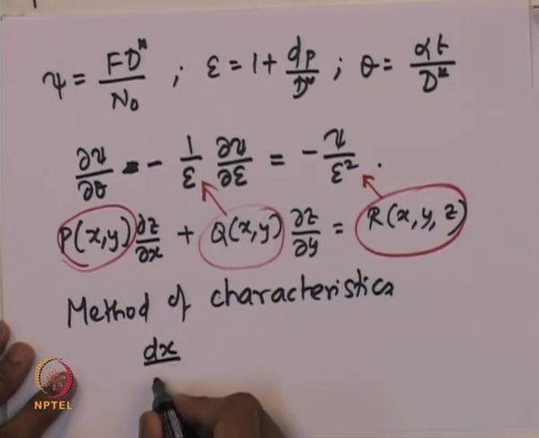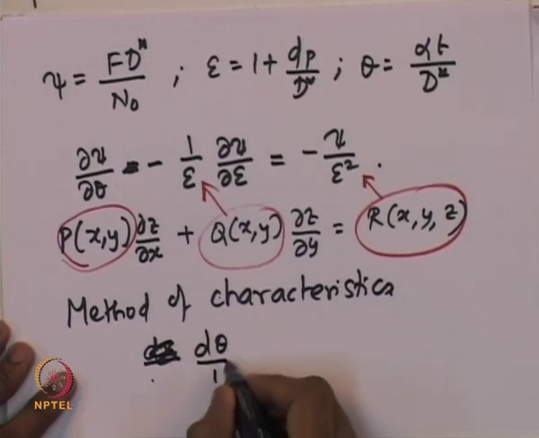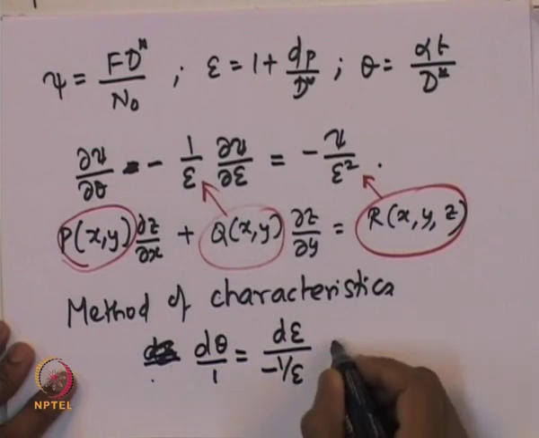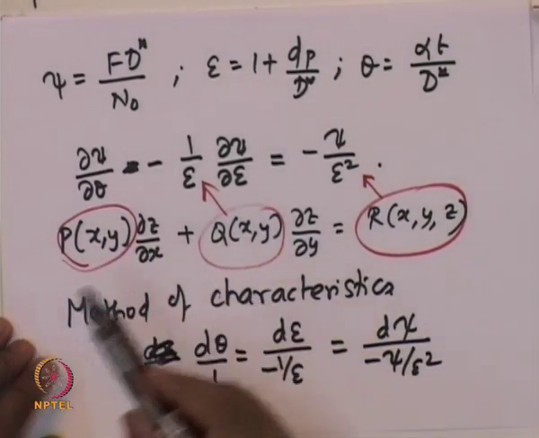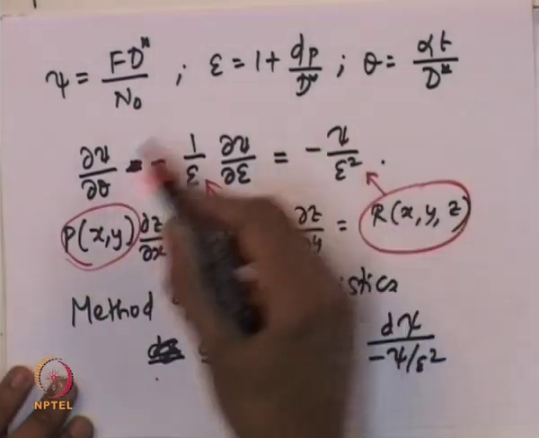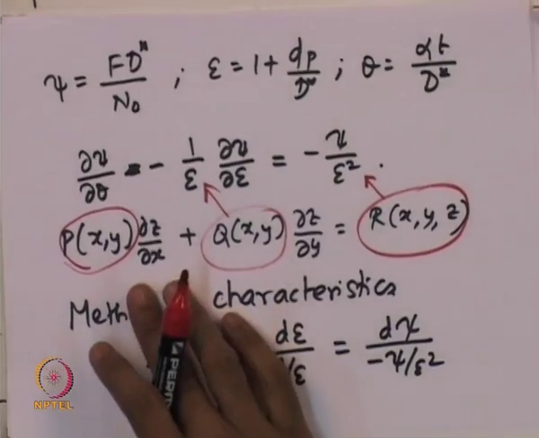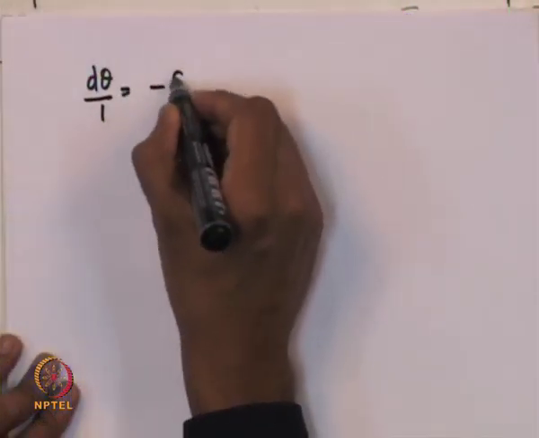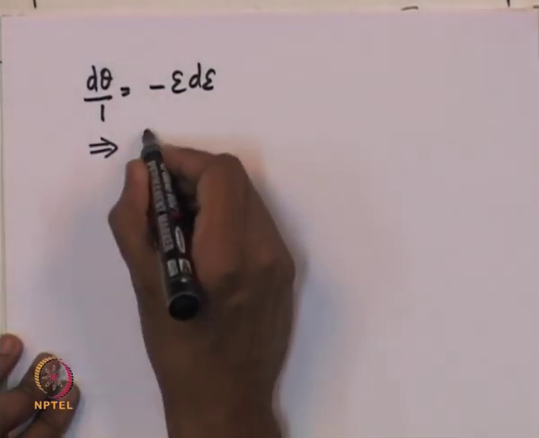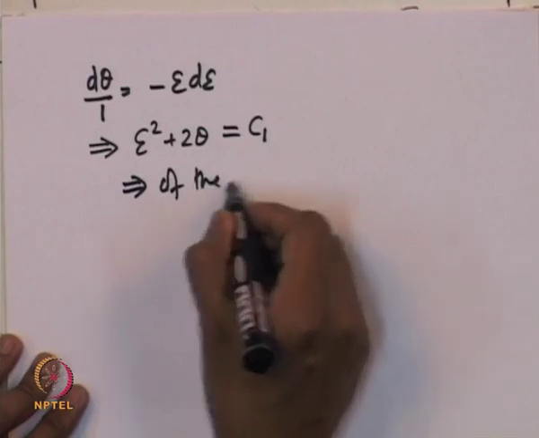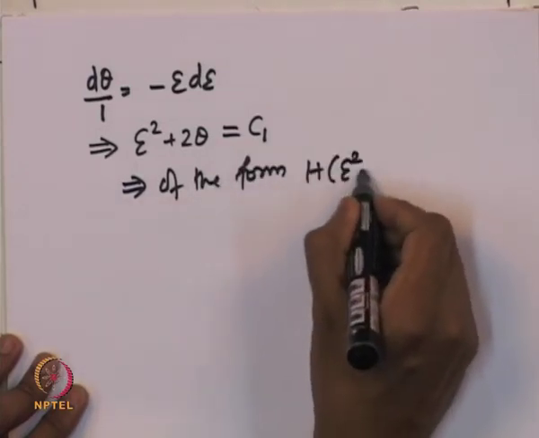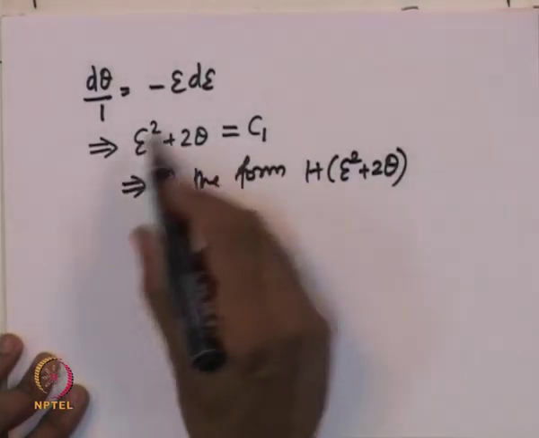So, d theta by 1 is equal to d epsilon by minus 1 by epsilon, and that should be equal to d psi by minus psi by epsilon square. So, that is the way in which the population balance equation, which is written here, can be posed in terms of the method of characteristics. So, now the first two terms in the problem, basically it looks like d theta by 1 is equal to minus epsilon into d epsilon. So, from here we can find out that epsilon square plus 2 theta is equal to a constant C1, and that should be of the form h of epsilon square plus 2 theta. So, that should be the functional dependence of this particular expression.